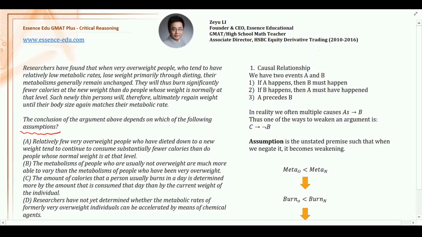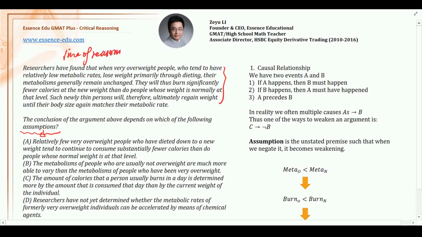So this is a question asking for assumption. You know what the question is asking for. 90% of the GMAT questions are asking for weaken, support, assumption, or evaluation. Once I find out the type of the question, then I begin to read the paragraph. Read, understand the paragraph, and I try to find out the line of reasoning of the author.